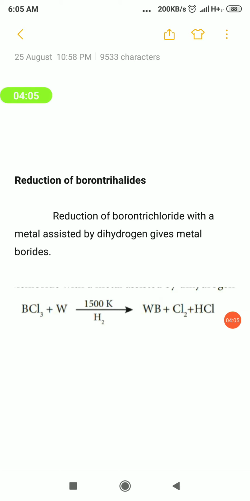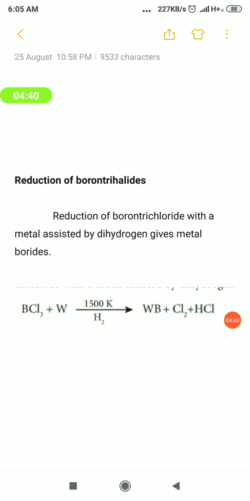Then the second chemical property is reduction of boron trihalides. Halides, we know, are fluorine, chlorine, bromine and iodine. So boron trihalide means boron combined with 3 halogen atoms. The simplest example is BCl3, boron trichloride. It is going to be reduced. For reduction we can use a metal and hydrogen. So boron trichloride can be reduced by using a metal assisted by hydrogen.